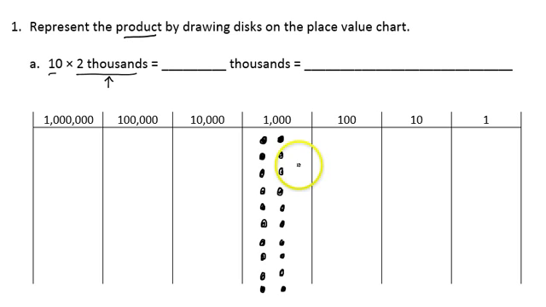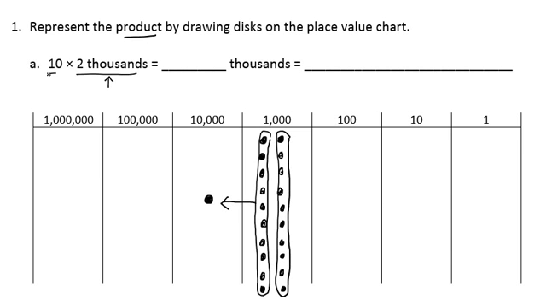Now our rule is if we have 10 or more discs in any individual place value section, we will compose them and move them over into the next section. That means here I have 10 discs. Each disc is worth 1,000. That means altogether this group is worth 10,000. So I'm going to compose those and move them over to show that that is the same thing as one group of 10,000. Same with this group. I have 10 discs. Each disc is worth 1,000. I can compose those, move them over, and show that they are equal to one group of 10,000.